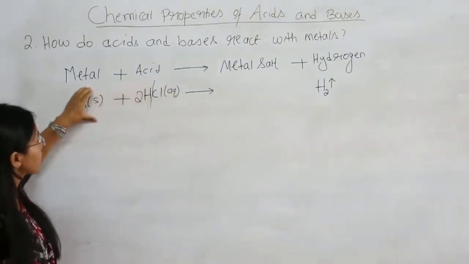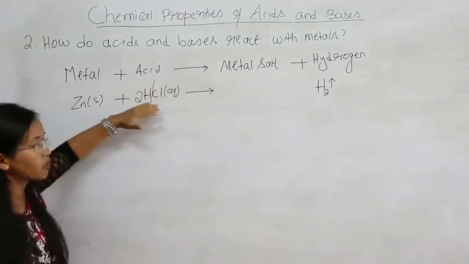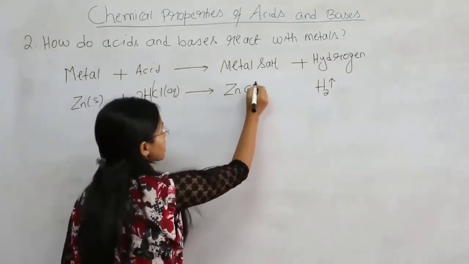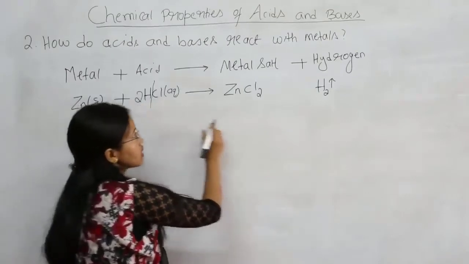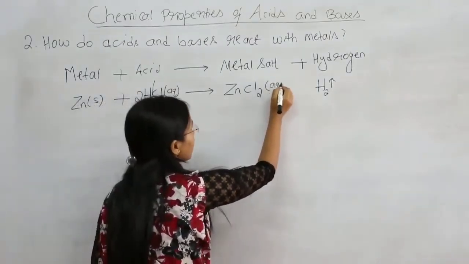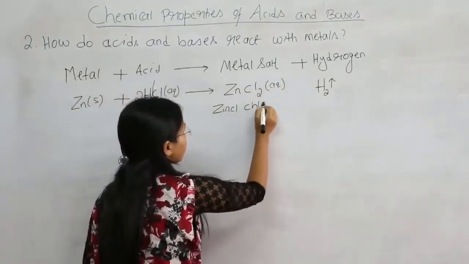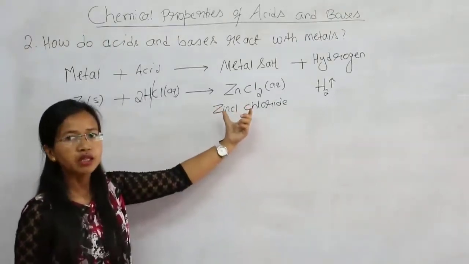What is left? Metal will combine with the remaining of the acid. So for metal, zinc will combine with chlorine. We'll get zinc chloride, that is ZnCl2. We'll have 2 chlorine because of this 2. Zinc chloride, this is in aqueous solution. So this is one of the metal salts.